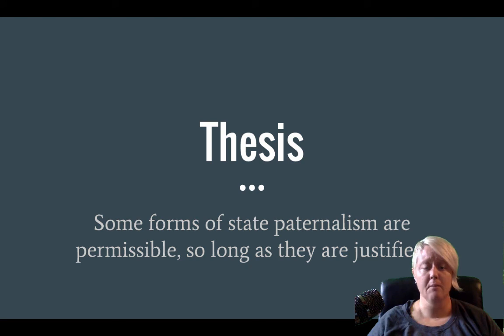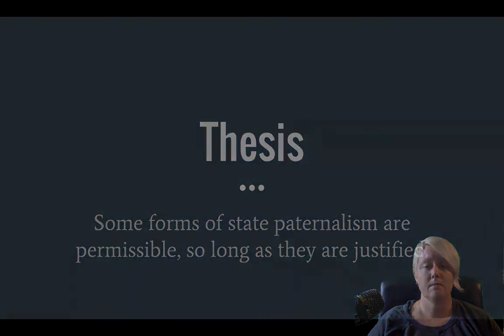As we go through these chapters and look at some of the arguments in the additional readings, you should always be looking for the author's main point. What is their thesis? What is the conclusion? What is the main point that they are using the rest of the essay to argue for? Dworkin's thesis, his conclusion in this essay, is that some forms of state paternalism are permissible as long as they are justified.